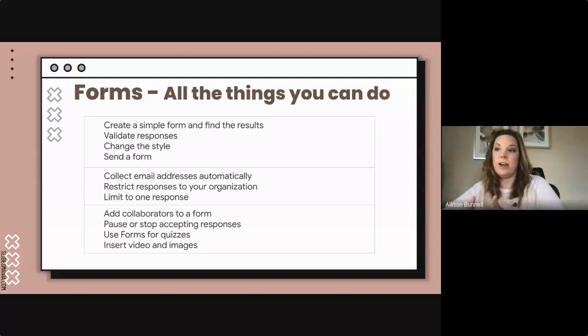You can learn how to collect your email addresses automatically from a form. You can restrict responses just so you're getting responses from our organization, and also limit it so only one response comes in from each person, so they're not responding multiple times. And we can talk about why that's useful and when it's not. Also adding collaborators to a form. Many of us are used to sharing or adding editors so that we can collaborate. Instead of editors, in this case, you're adding collaborators. You can also stop or pause accepting responses if you have an end date or a deadline. And you can also use forms for quizzes and insert video and images.